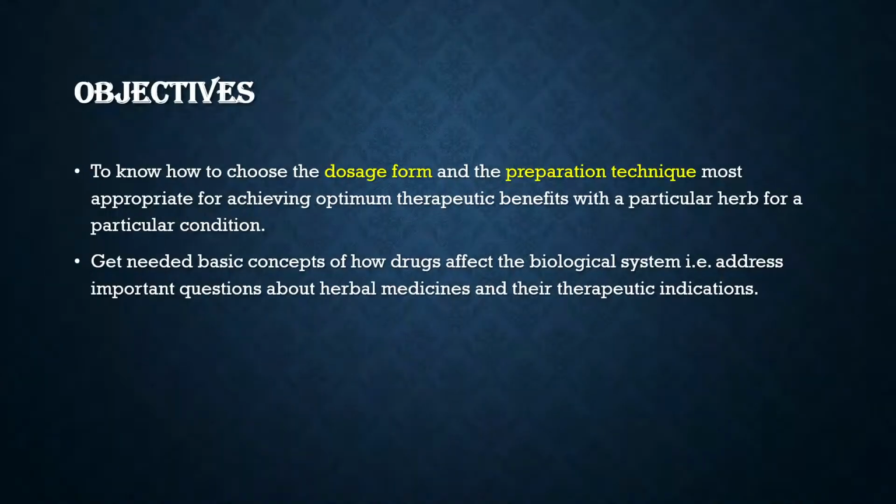So we'll get needed basic concepts of how a drug affects the biological system, that is your body. In anatomy and physiology, the unit anatomy and physiology, we discuss and know how our body is made, how our body functions, and how the different organs in our body are related and how they are placed in the body.